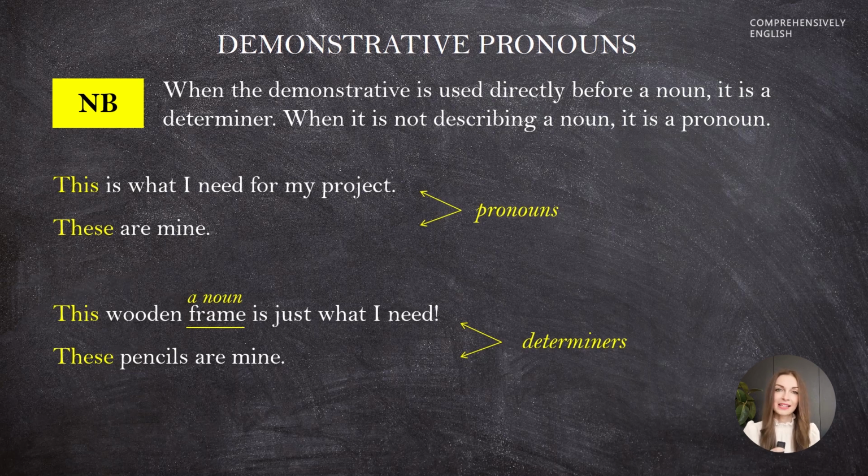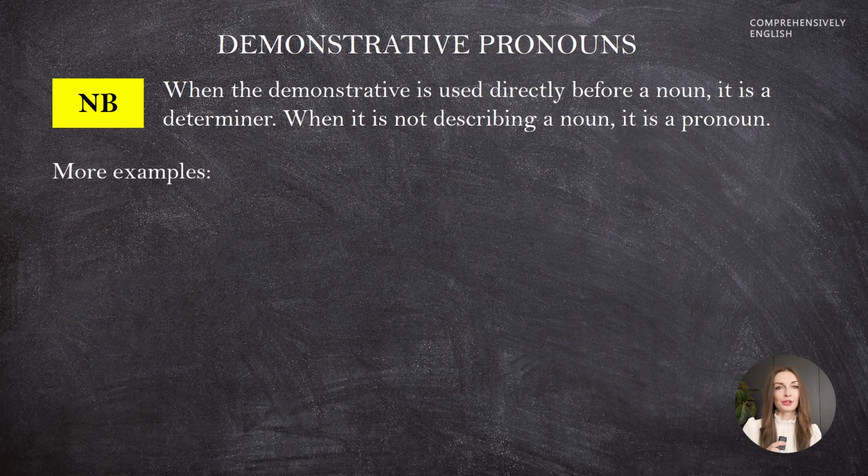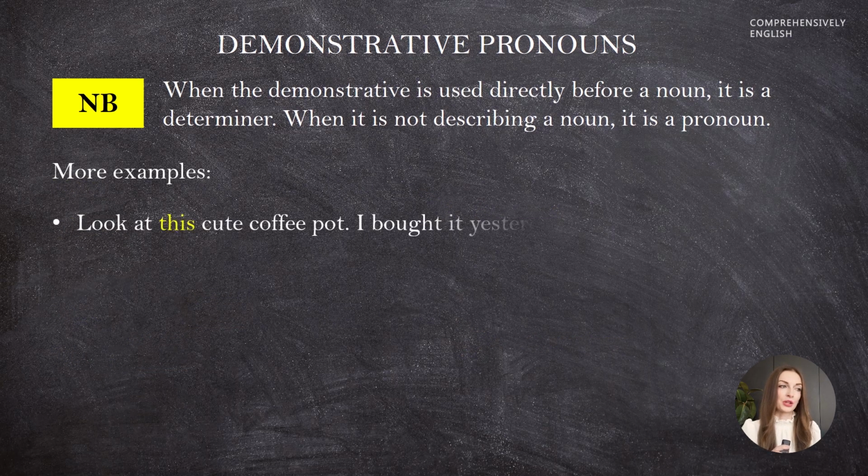And in the second sentence, pencils is such a noun. These pencils are mine. So these is a determiner in this case. Let's look at some more examples. Look at this cute coffee pot. I bought it yesterday in that new antique store.